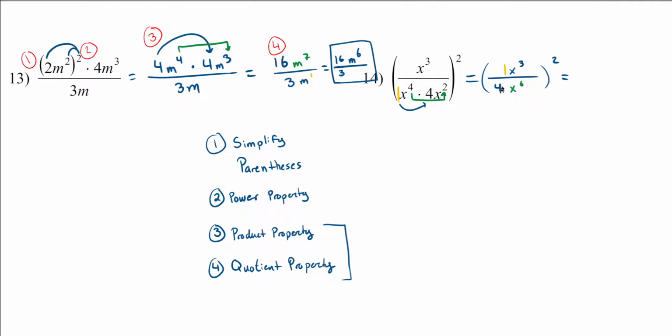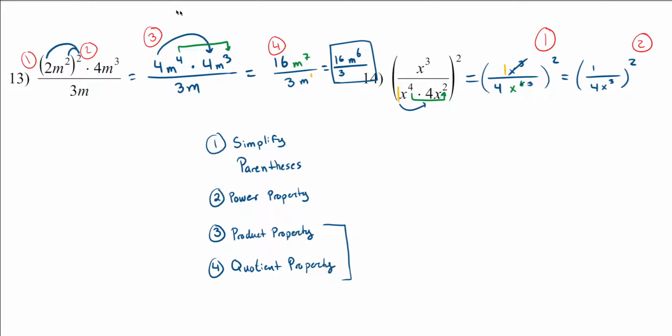I could go 1 divided by 4 is still 1 over 4, and then this would cancel out and turn this into a 3. So I get 1 over 4x cubed. And now I'm ready to square it. So I simplified the parentheses. Now I'm going to use the power property.